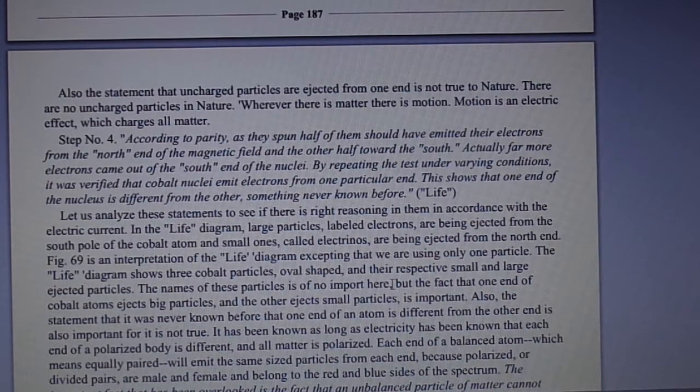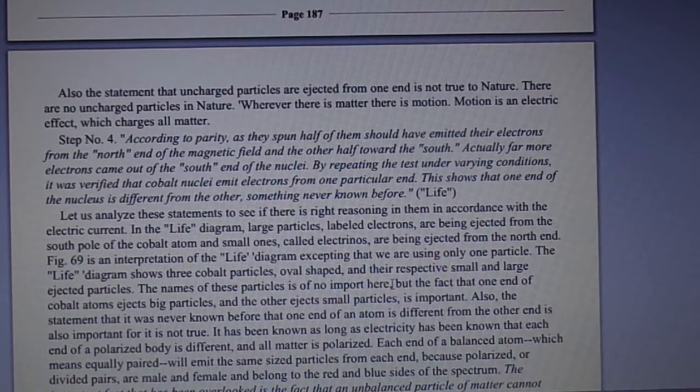Let us analyze these statements to see if there is right reasoning in them in accordance with the electric current. In the Life diagram, large particles labeled electrons are being ejected from the south pole of the cobalt atom, and small ones called electrinos are being ejected from the north end. Figure 69 is an interpretation of the Life diagram, accepting that we are using only one particle. The Life diagram shows 3 cobalt particles, oval-shaped, and their respective small and large ejected particles. The names of these particles are of no import here, but the fact that one end of cobalt atoms ejects big particles and the other ejects small particles is important.